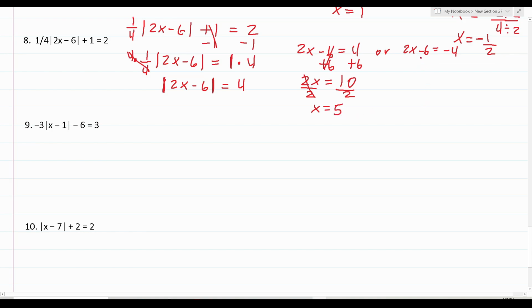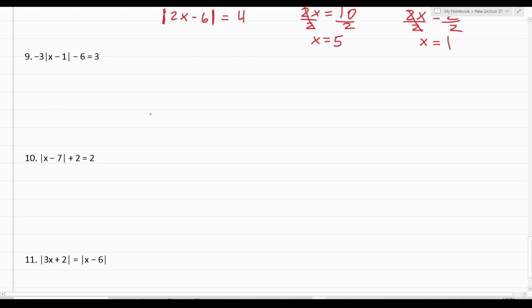All right, for this one, let's add 6 to both sides. This crosses out here, leaving you with 2x equals negative 4 plus 6, which is positive 2. Divide both sides by 2. This crosses out, leaving you with x equals 2 over 2, or just 1. So the two solutions to number 8 are 5 and 1.